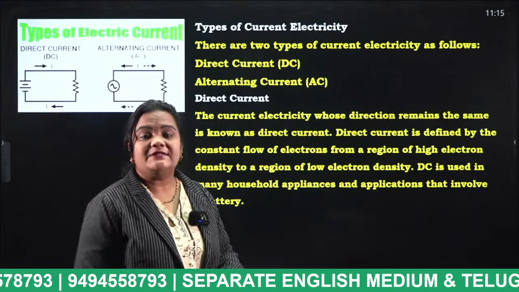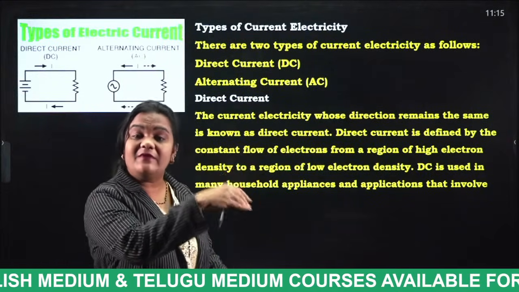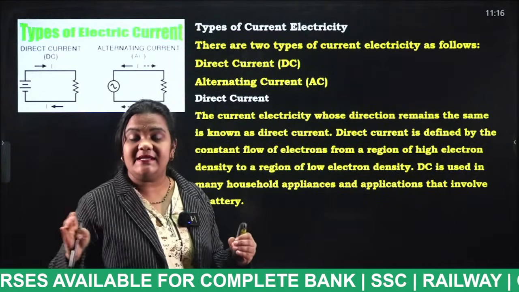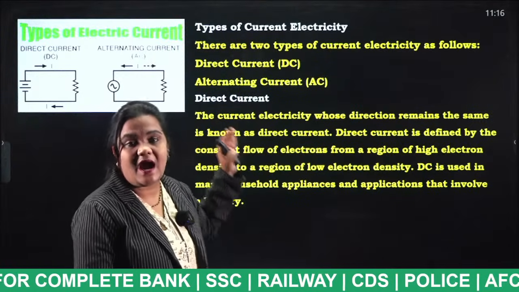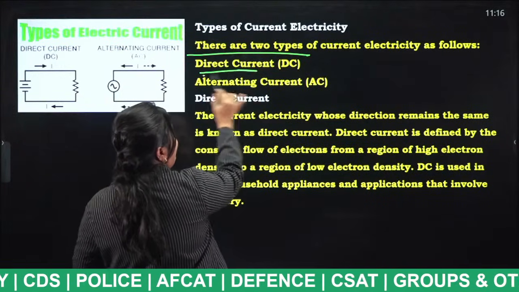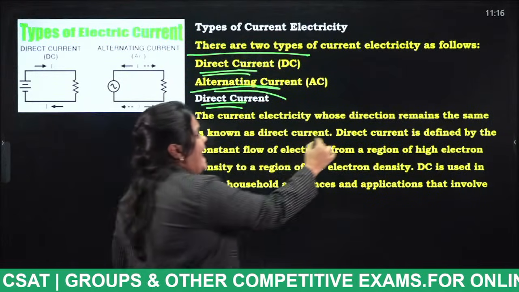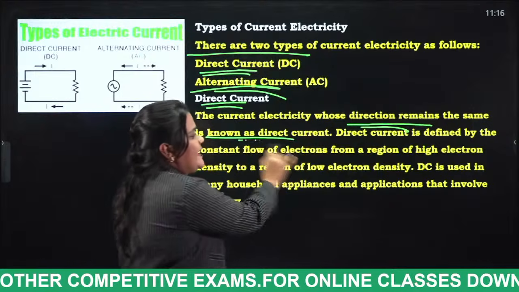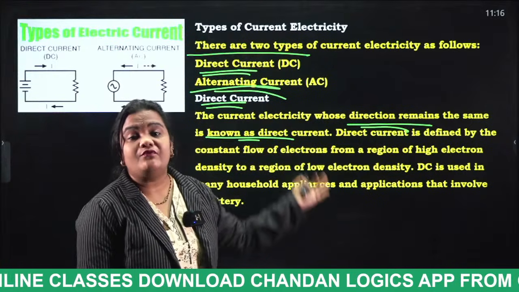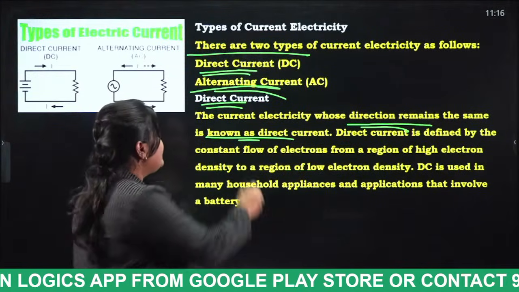Next, types of current electricity. I have told you already. Generally, we have two types of electricity. One is static electricity, that was explained by William Gilbert, and the next is current electricity. Current electricity is again classified into direct current and alternating current. What do you mean by direct current, students? I have told you already, if the direction remains the same for the flow of charges, that type of current is considered as direct current.